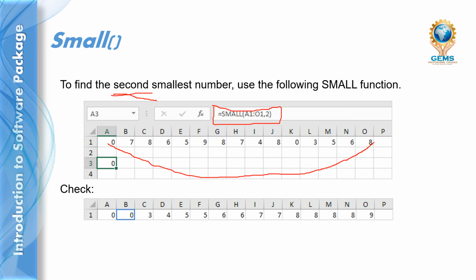So check that value. First number 0, second number 0, third, fourth, fifth, sixth, seventh, eighth, ninth, 10, 11, 12, 13, 14, 15. Not 16, only up to 15. So what is the question? Find out the second smallest number. You can calculate: this is the first and this is the second number. So 0 is the second smallest number.